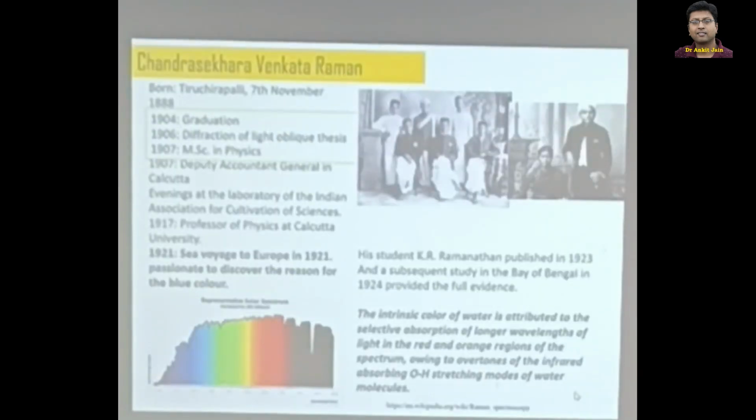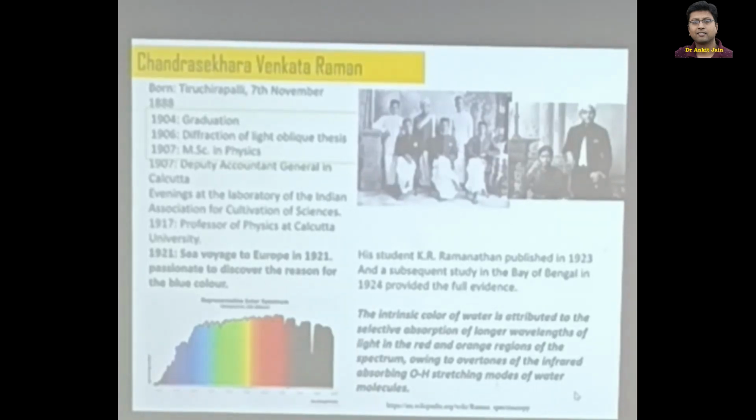So, if we look at the brief history of Sir Chandrasekhar Venkata Raman, he was born in Trichinopoly in 1888. He did his graduation in physics, and during his bachelor's and master's, he already had his first paper in 1906 about the oblique incidence of Young's double slit experiment.